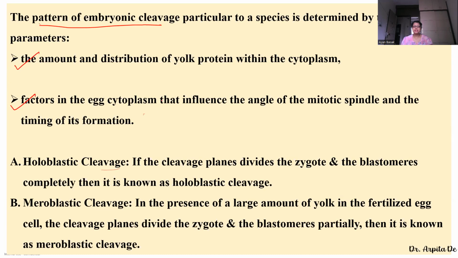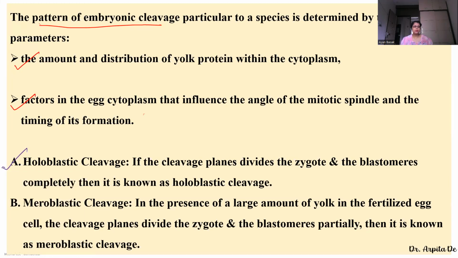So there are certain factors in the egg cytoplasm that influence the angle of the mitotic spindle, at what angle it will be, and the timing of its formation. Is that clear? Next, we'll go straight to holoblastic and meroblastic cleavage.